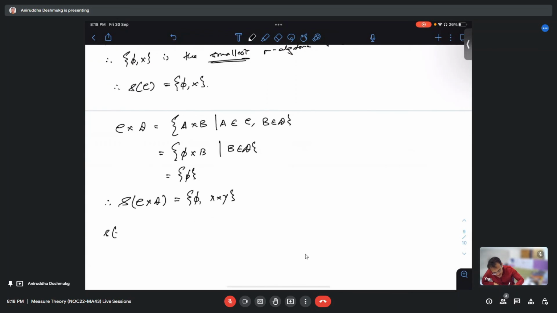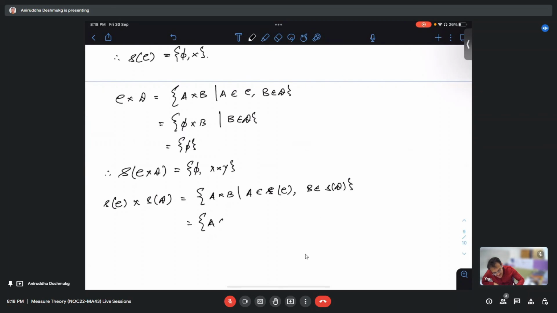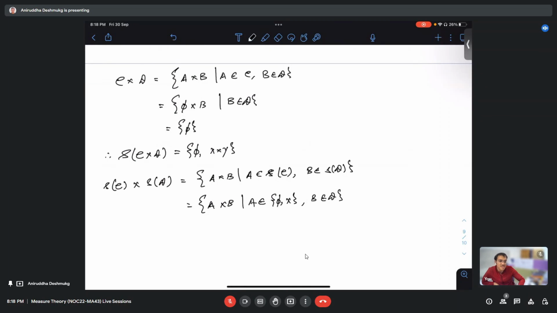On the other hand, SC cross SD. This is not the sigma algebra generated by SC cross SD. It is the Cartesian product of SC and SD. So this is again A cross B, such that A varies in SC and B varies in SD. But since D itself is a sigma algebra, SD is D itself. So it is A cross B, such that A varies in this two element set phi comma X and B varies in D. So there are various possibilities of B here. In particular, of course, the empty set will be there. The whole space X cross Y will be there because X is inside this two-element set and Y is inside D.